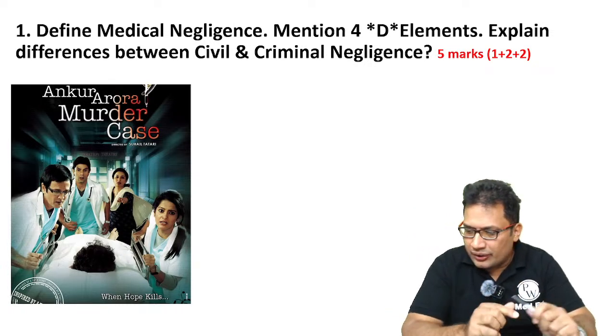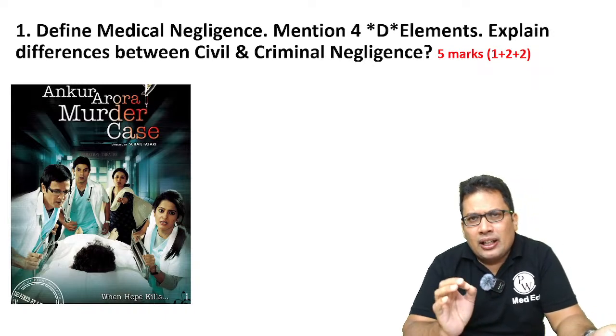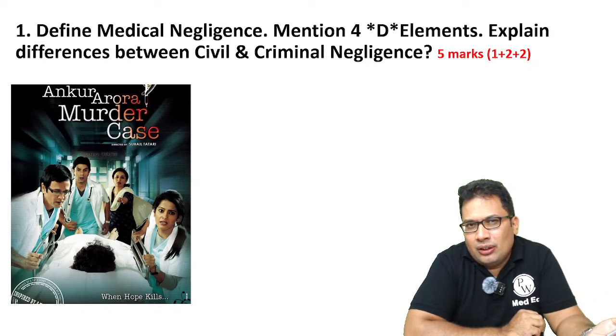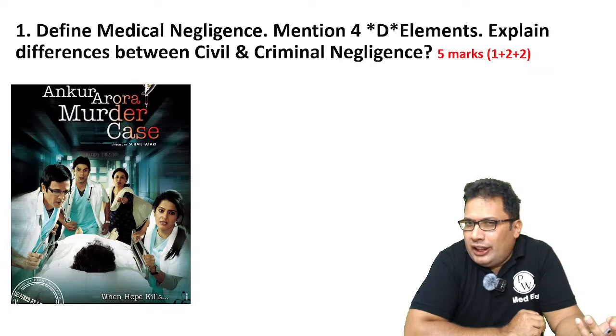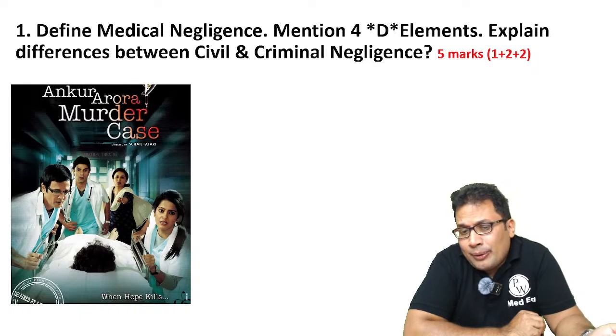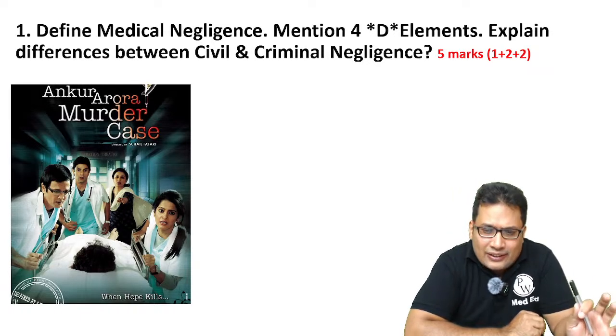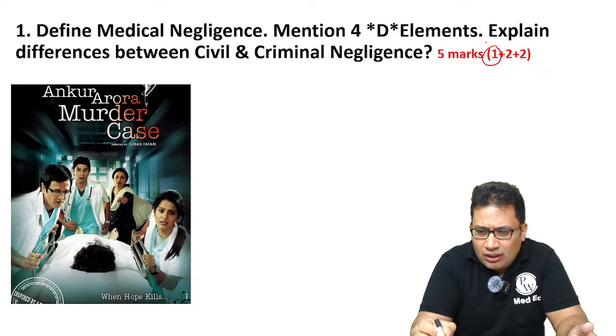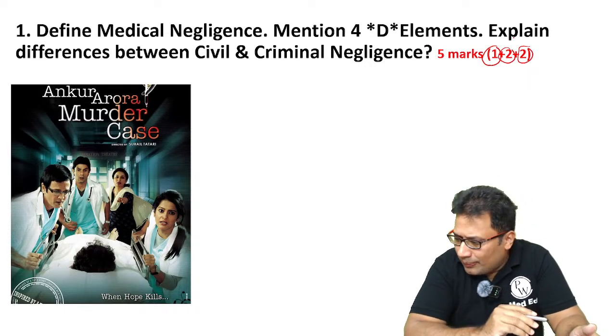So define medical negligence. Mention 4D elements. What do you mean by 4D? Duty, dereliction, direct causation, damage. Then the difference between civil and criminal negligence. So what are the differences? For a 5 marks question, 1 mark is for the definition, 2 marks for the 4D elements, and the differences can be 2 marks.